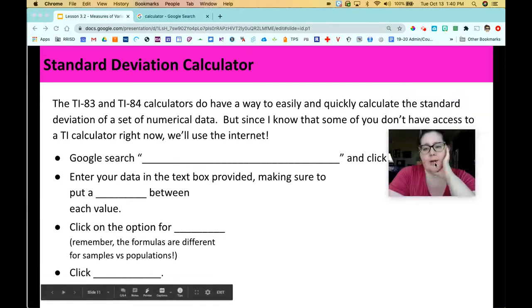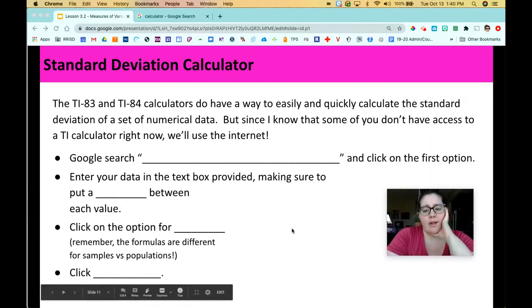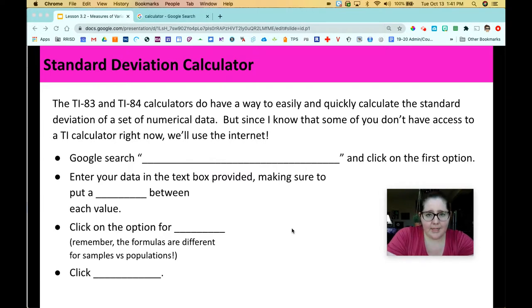So now comes the point where I tell you the quicker way to do things. In real life, we don't calculate standard deviation by hand of every set of data. That would take forever, and it's ridiculous. So your TI calculators, TI 83s and TI 84s and above, do have a way of easily and quickly calculating standard deviation. But I know that some of you don't have access to TI calculators right now, so I'm going to show you an option to use on the internet.